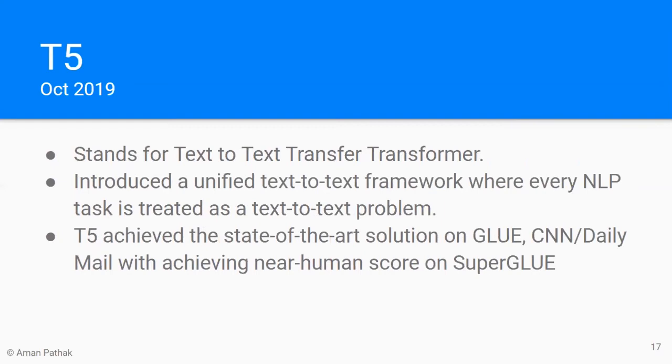We next come to the model that is T5, which was also produced by Google in October 2019. It stands for text-to-text transfer transformer. It introduced a unified text-to-text framework where every NLP problem, whether it is a regression problem or a classification task, has to be presented in a text-to-text format.